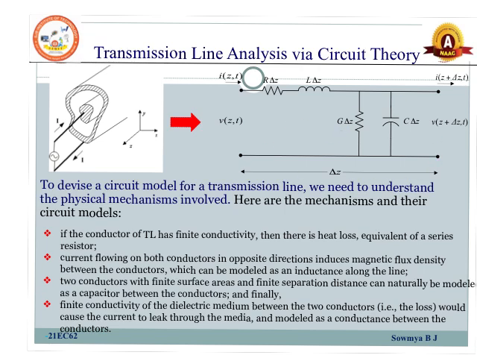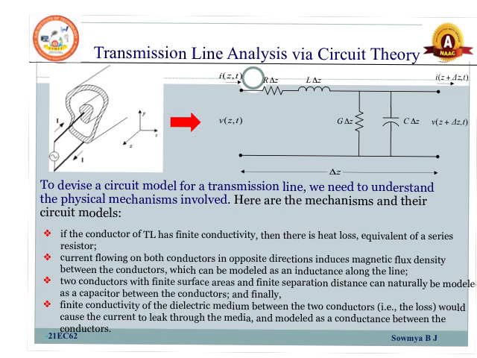Coming to a brief summary of this circuit model: since the conductor of this transmission line has a finite conductivity, there will be heat loss, and this heat loss is equivalent to the resistance connected here. Similarly, there are two conductors and the current flows on both conductors in opposite directions, and this induces the magnetic flux density between the conductors. This is modeled as the inductance along the line.